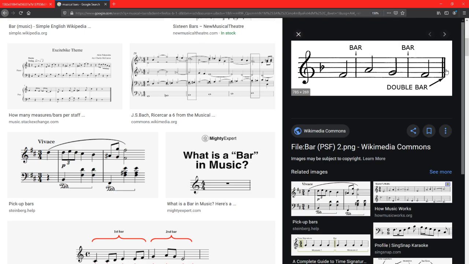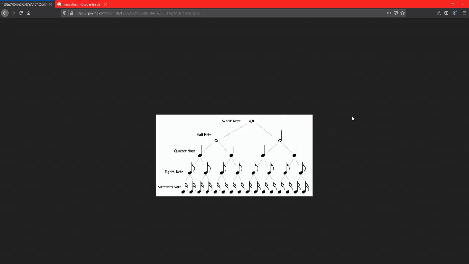Like a progression, you can see the whole note slowly transform into smaller notes. Looks like a big spider.